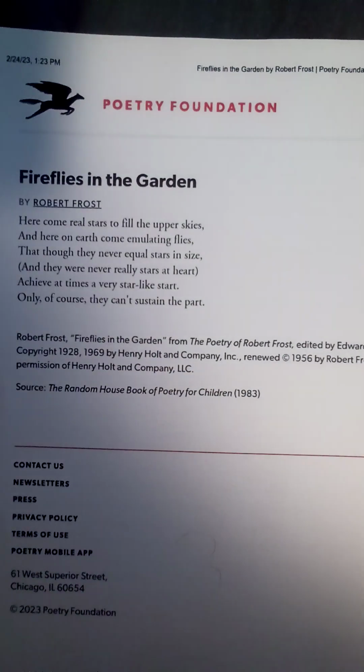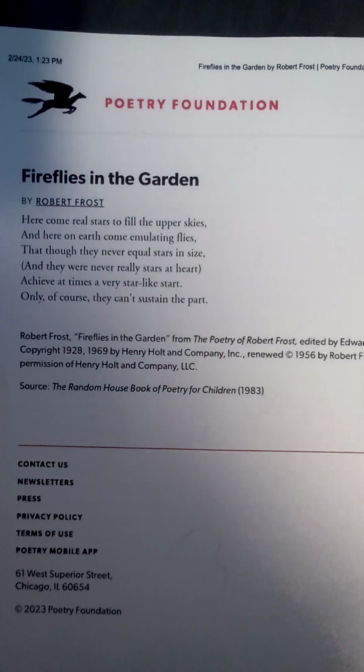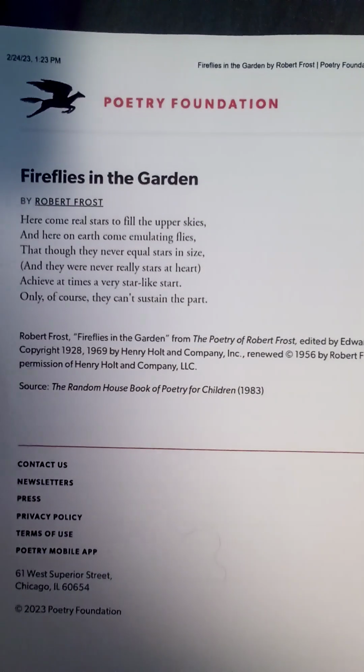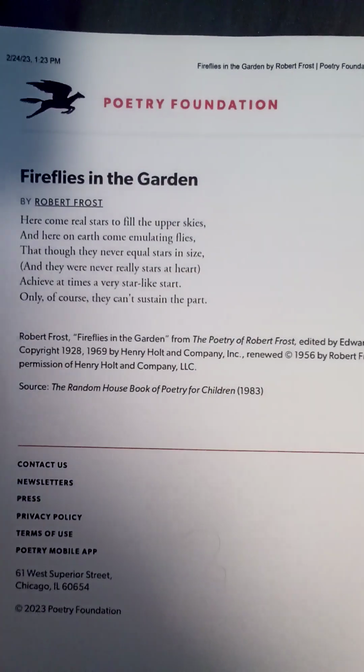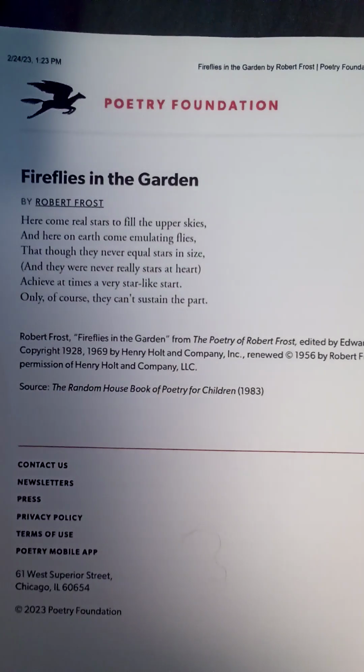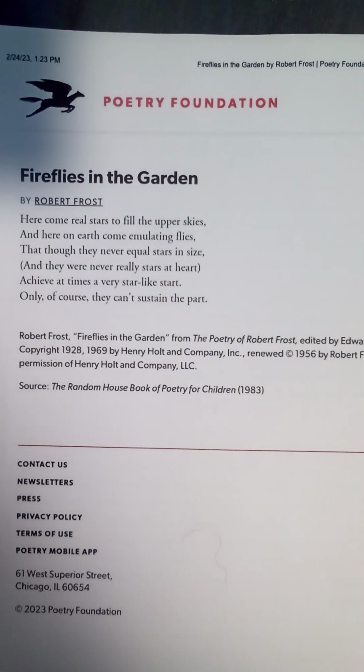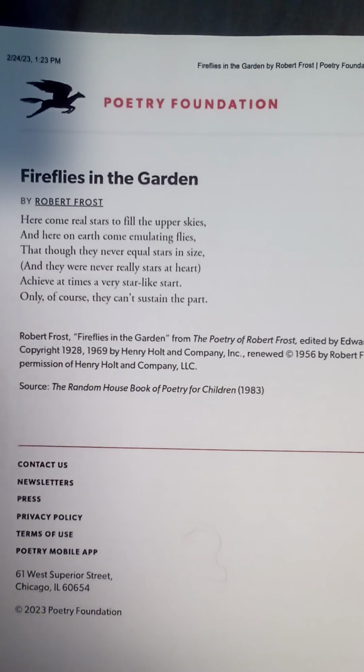Alright guys, so for today's lesson I'm going to show you how to analyze a short poem. We're going to focus on Fireflies in the Garden by Robert Frost, and I'm basically just going to show you how I do the process so you can see my technique and hopefully it's helpful for you.